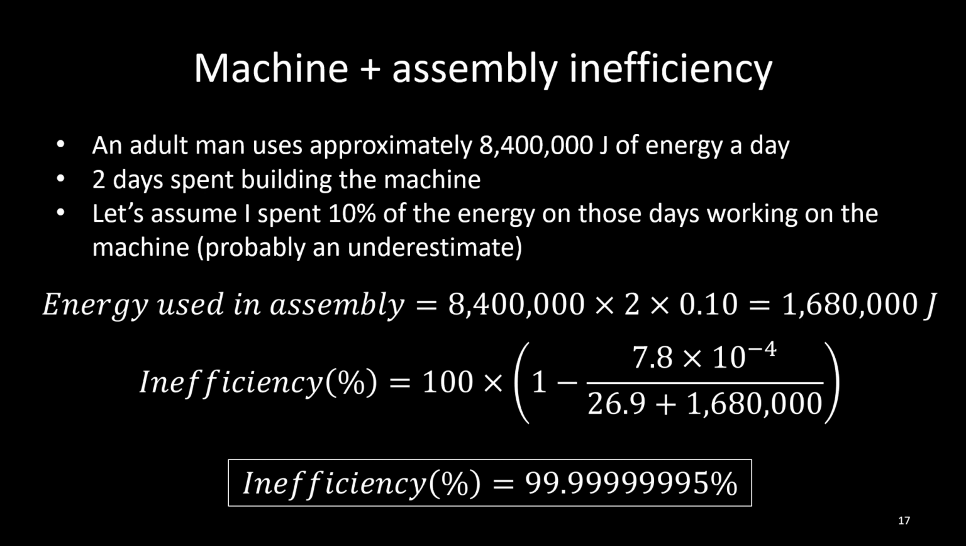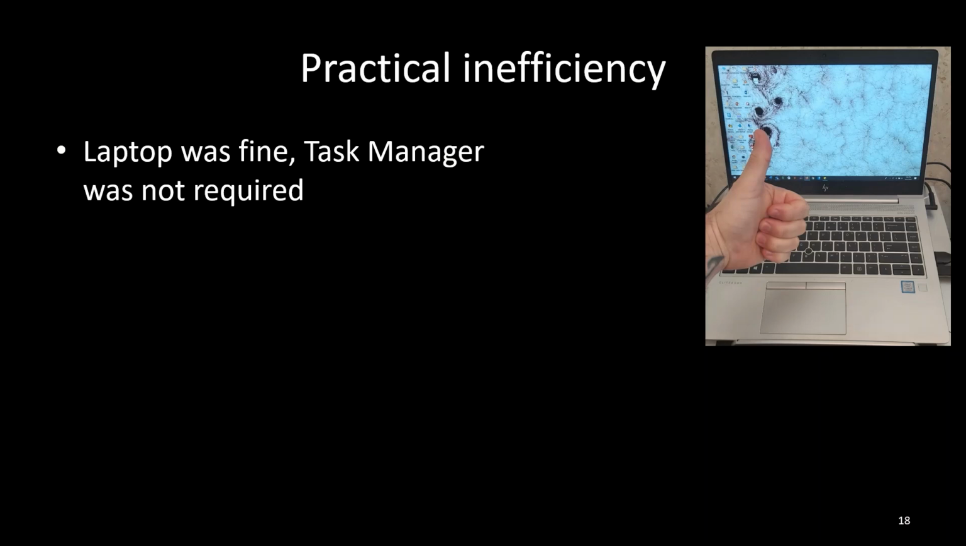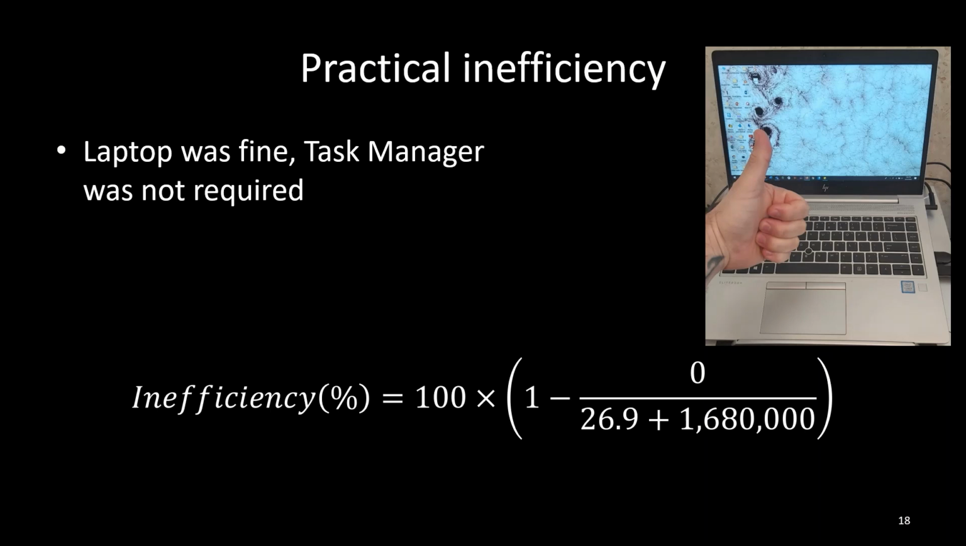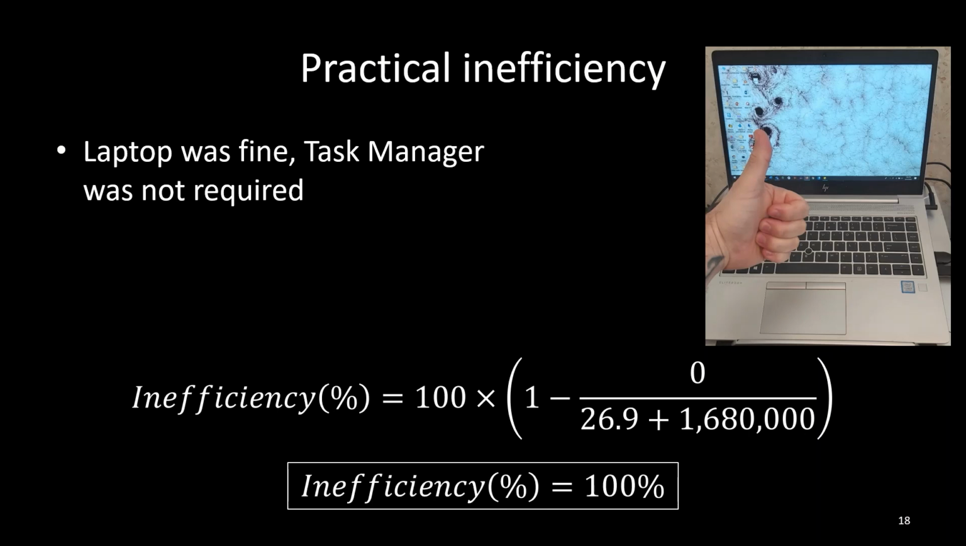We can take it a little bit further though, because in a practical sense, my laptop was fine. I didn't actually need to open Task Manager. So the effective work done was actually 0 because it was a task that was unrequired. So the inefficiency practically was 100%, which is maximal inefficiency.